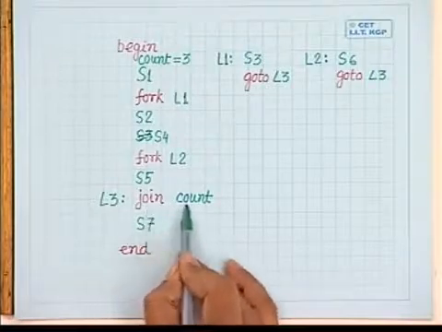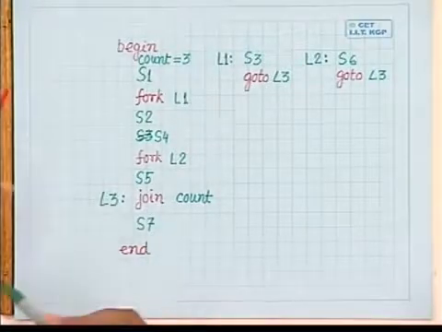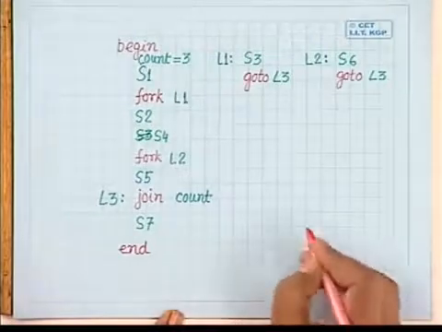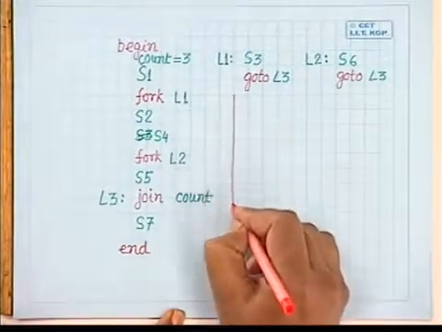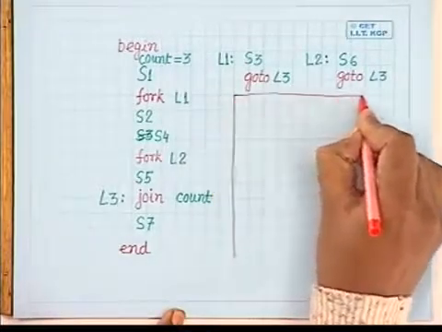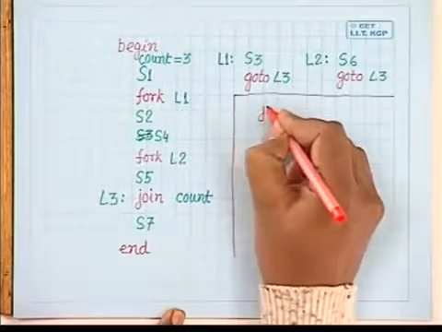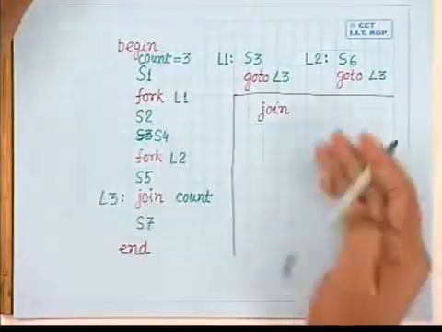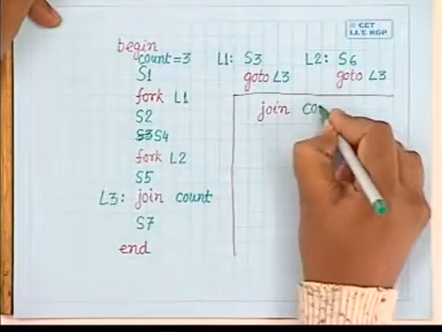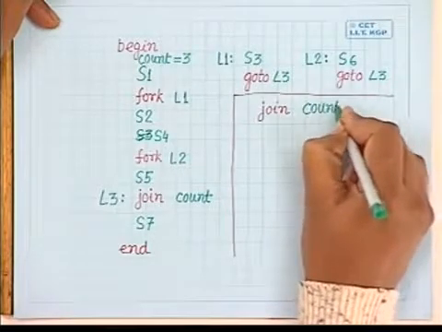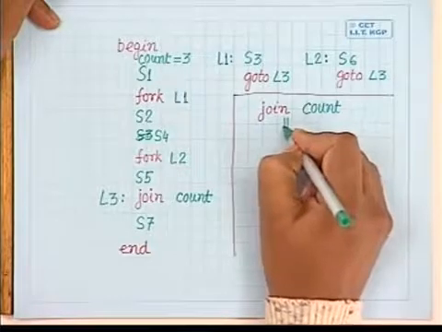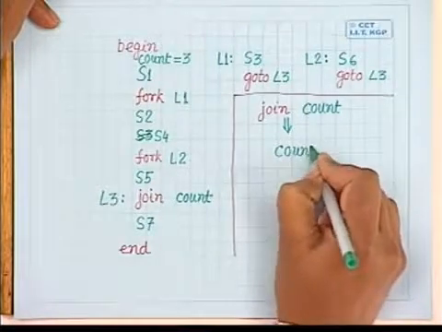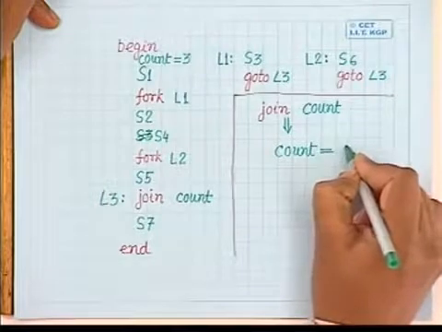Now, what is the purpose of this join statement? If we expand this join statement, the join statement performs this task. When I say join count, this performs the task like this. It decrements the value of variable count by 1. So count becomes count minus 1.